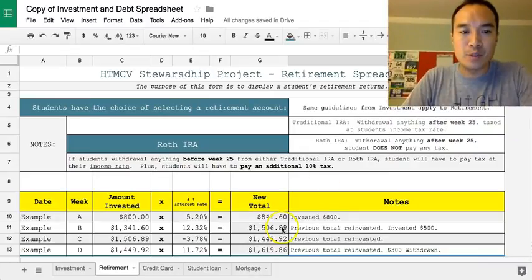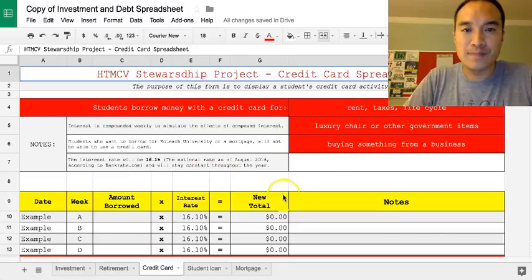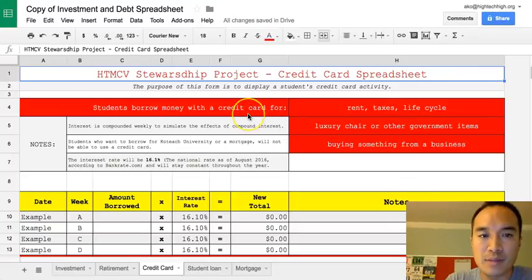All right, so all you debt bankers, let's try this. This is our credit card spreadsheet. Just a heads up, a student can borrow money with a credit card to pay for rent, taxes, life cycle, the luxury chair or luxury chairs or other government items, or buying something from a business.